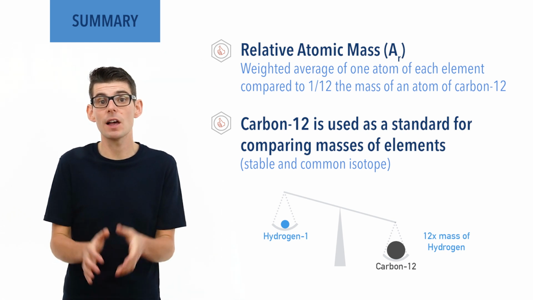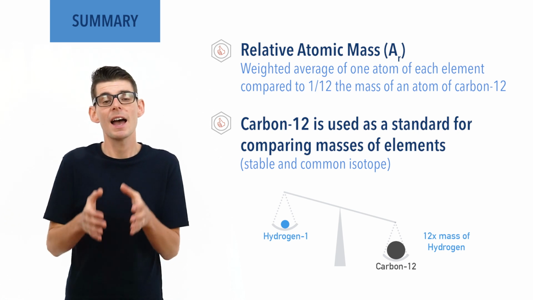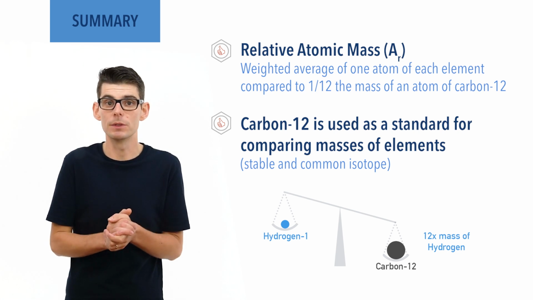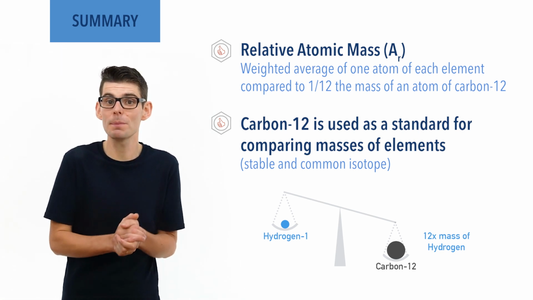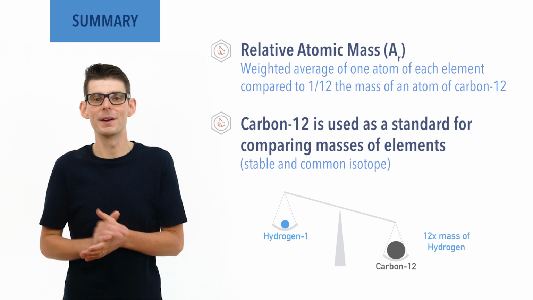Relative atomic masses are described as weighted averages as there are natural isotopes of elements, meaning the average relative masses of atoms of an element in a sample won't ever be a whole number.